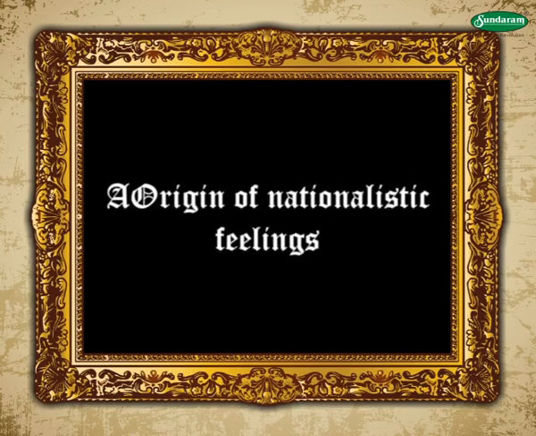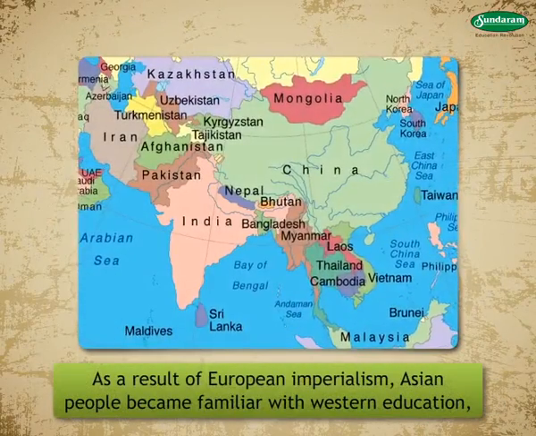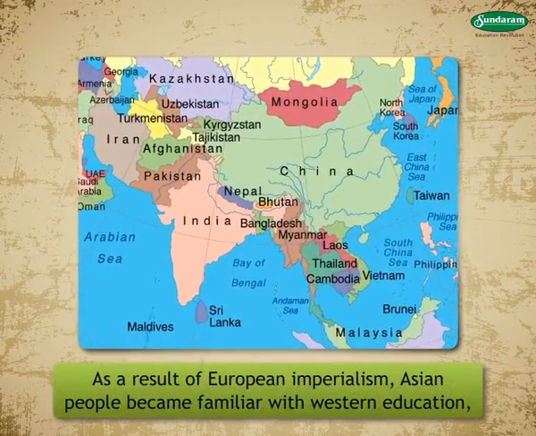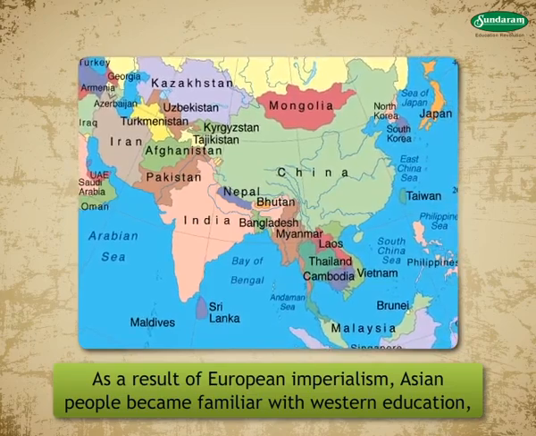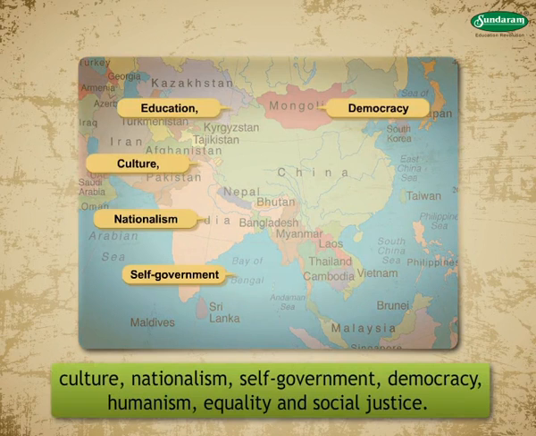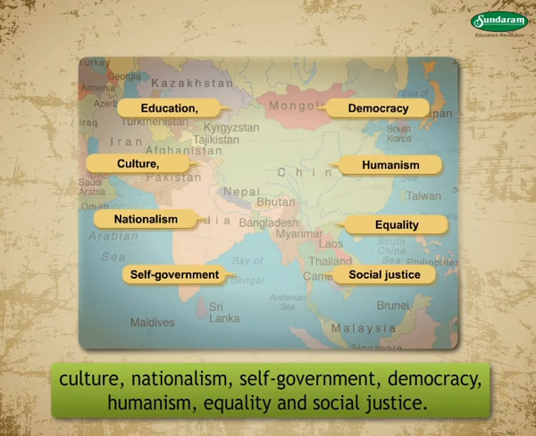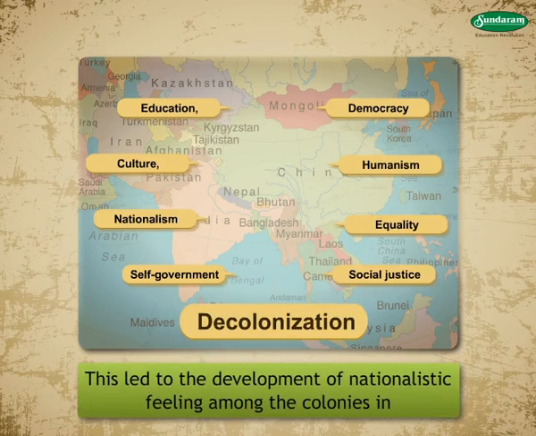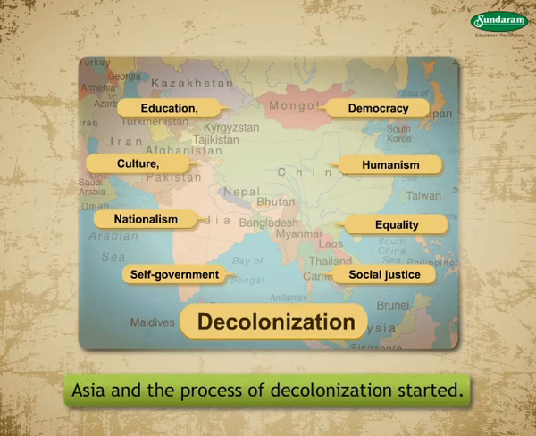Origin of nationalistic feelings. As a result of European imperialism, Asian people became familiar with Western education, culture, nationalism, self-government, democracy, humanism, equality, and social justice. This led to the development of nationalistic feeling among the colonies in Asia, and the process of decolonization started.